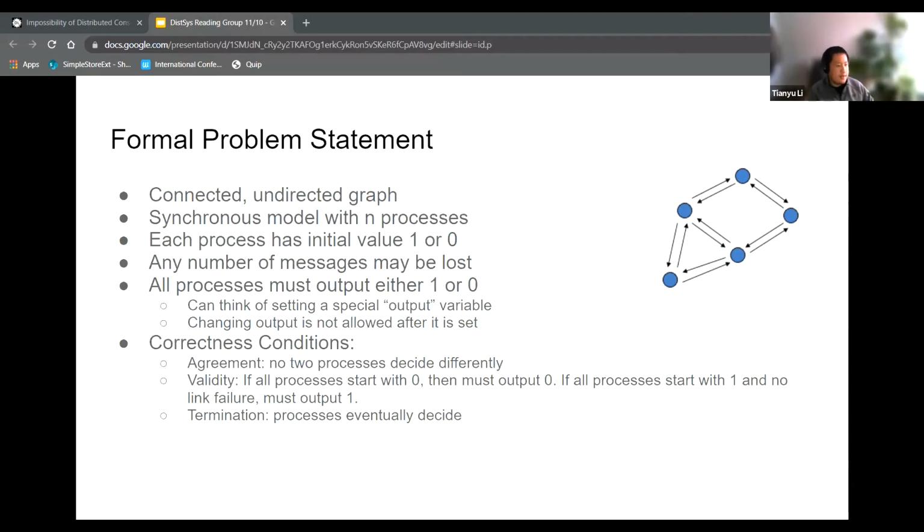And the third condition is termination, right? So obviously we want our algorithms to terminate. So for any realistic algorithm, we want processes to eventually decide on a value.